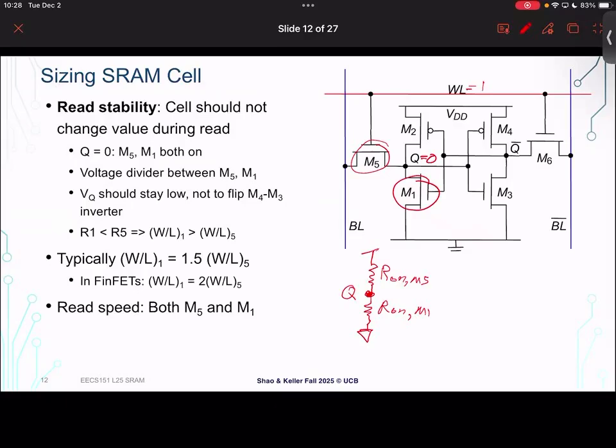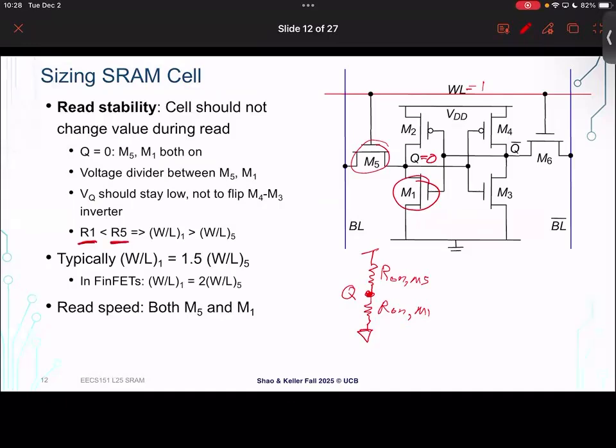Careful, we want the size of the transistor to be larger, so the resistance is smaller, right? So let me try to phrase the question as clearly as possible. Which transistor do we want to be larger in order to make sure that Q stays close to 0? Yeah. Right. We want the pull down transistor to be large so that the resistance is small. So we want R1 to be less than R5.